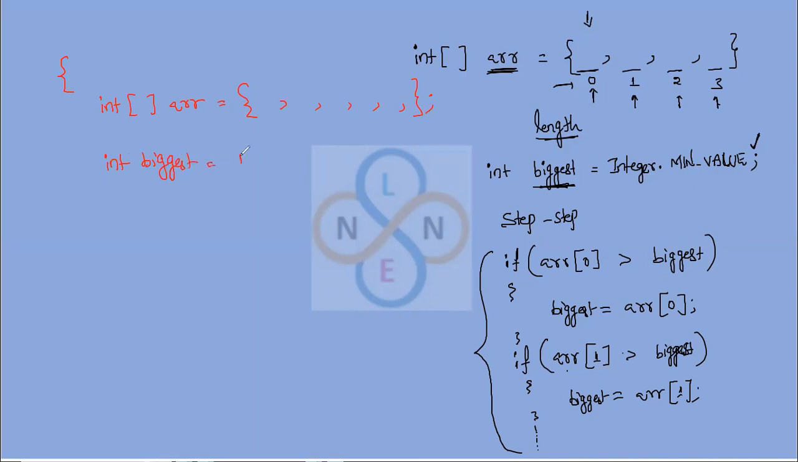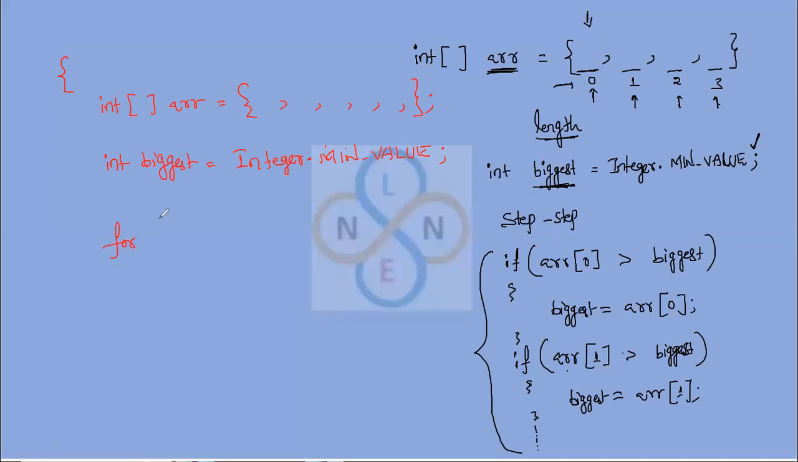Equals, what's the value as a reference? From the Integer class, dot MIN underscore VALUE. These letters should be in uppercase and it should be an underscore, not a hyphen. Then, for this step-by-step approach to avoid code duplication, we have to generate the loop.